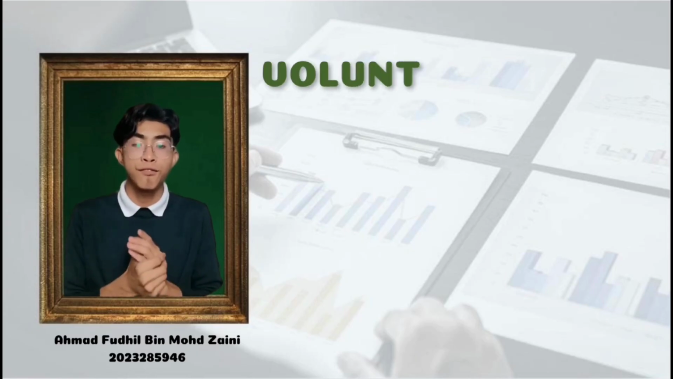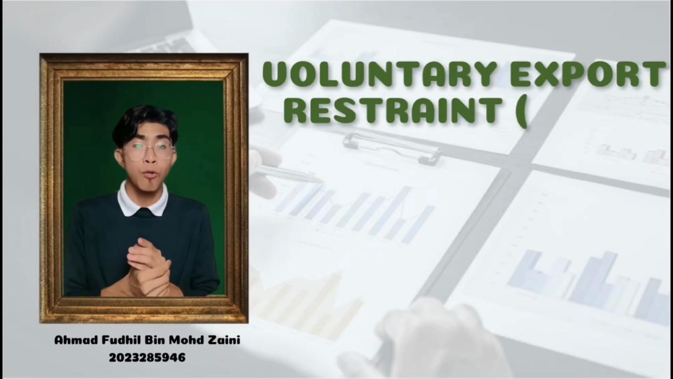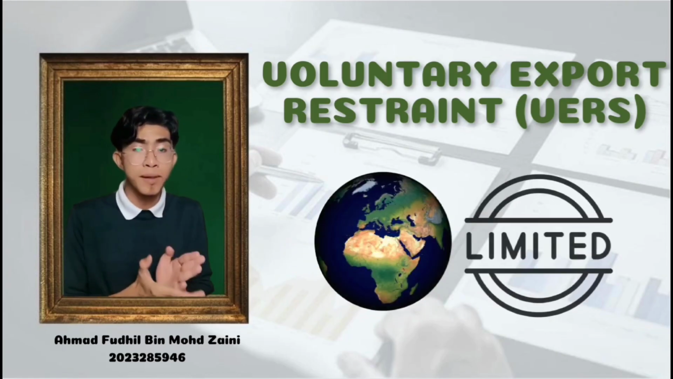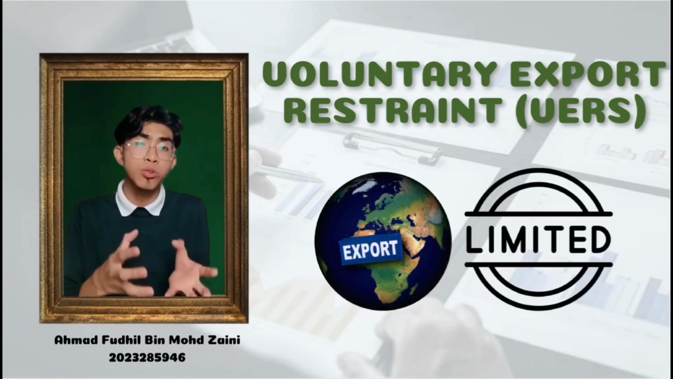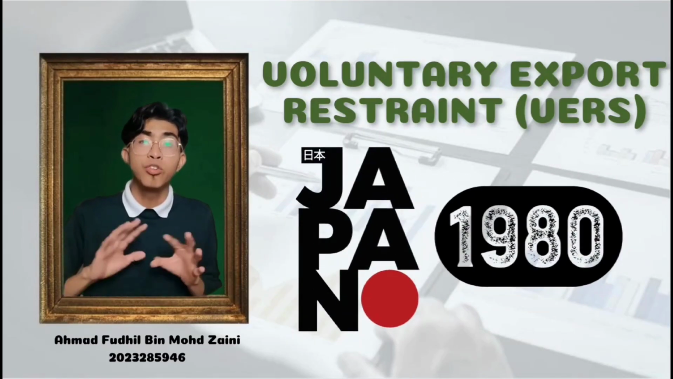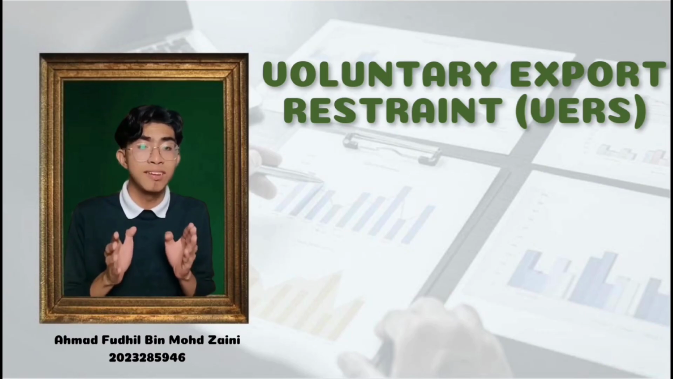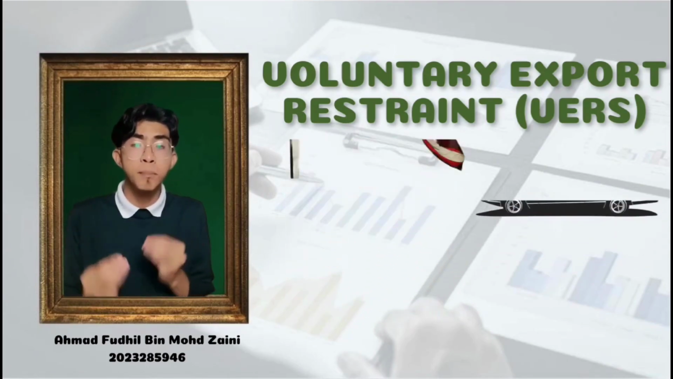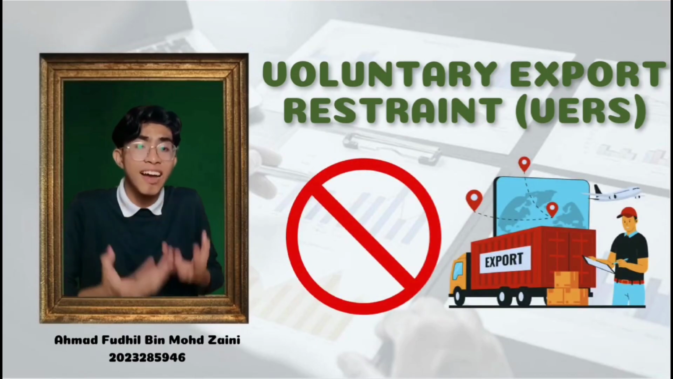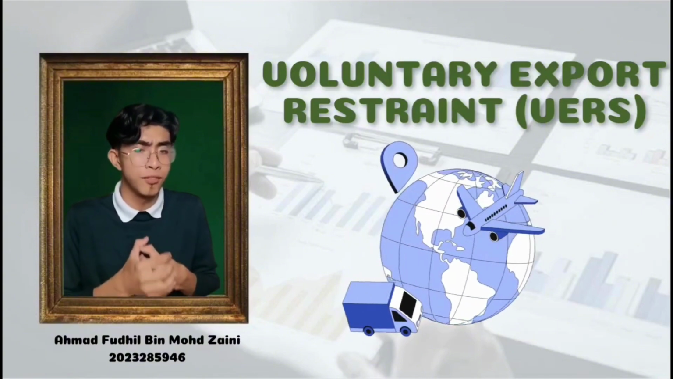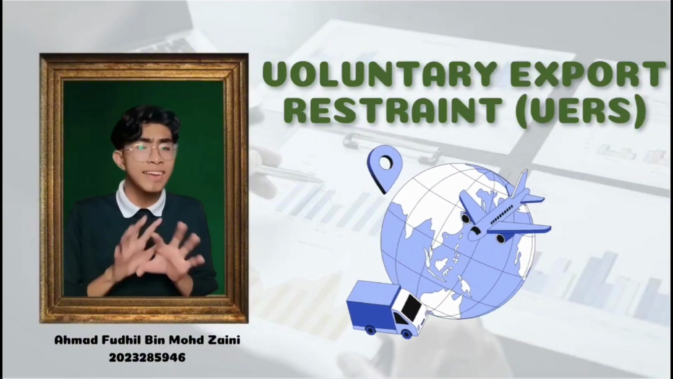Next, we have voluntary export restraints, or VERs. This occurs when an exporting country agrees to limit the quantity of its goods being sold to another nation. Take the example of Japan in the 1980s. To maintain good relations with the United States and protect the American auto industry, Japan voluntarily restricted its car exports to the United States. While VERs can ease trade tension temporarily, they often distort competition and can conflict with international trade rules.